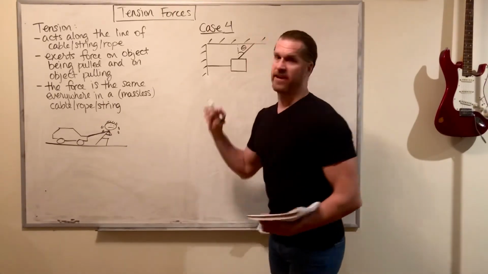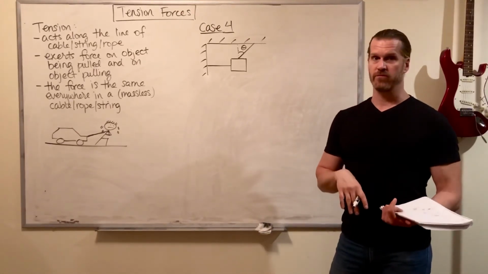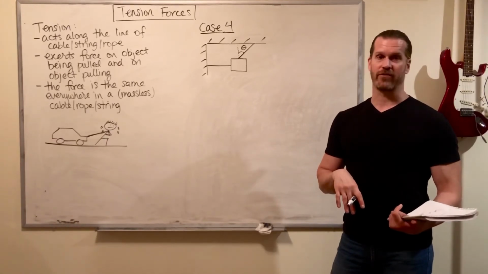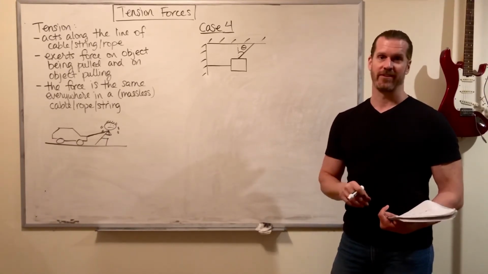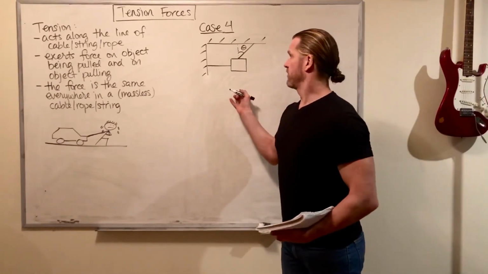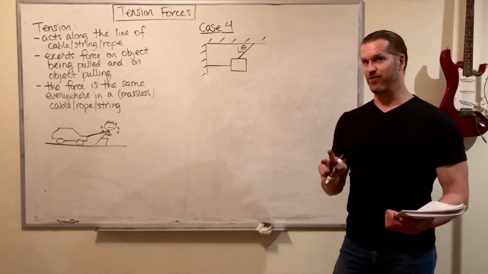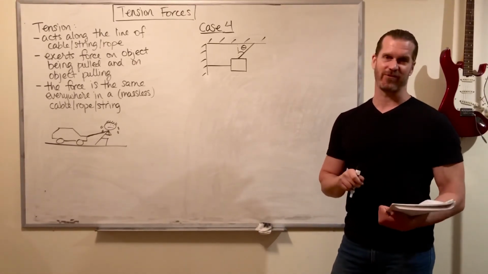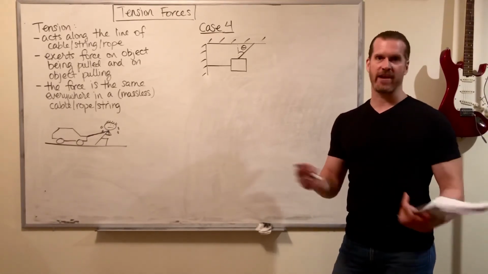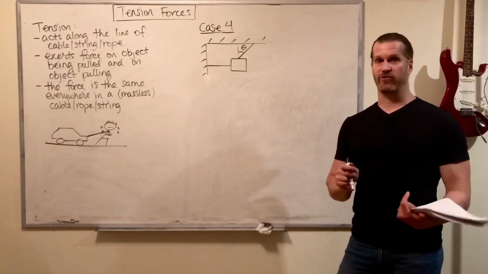And unlike case 3 with our 2 strings, we can no longer assume that this problem is symmetrical. We can no longer assume that the 2 tensions are going to be the same. So what's going to happen in algebra is we're going to have 2 unknowns. The 2 tension forces will both be unknown, and we'll have to use 2 equations, the x and y equations, along with some algebra to solve for our 2 unknowns.